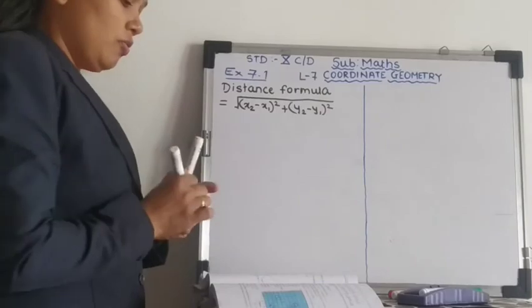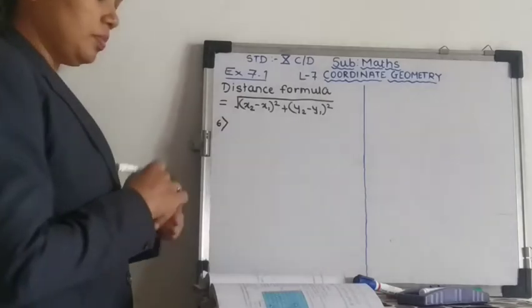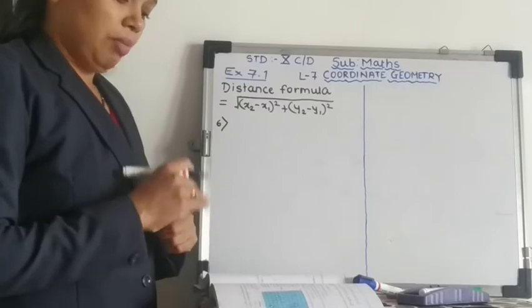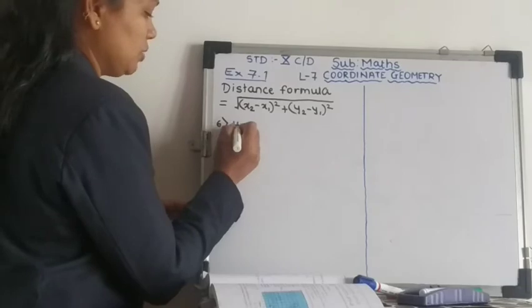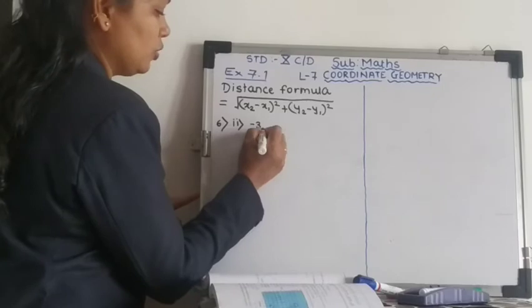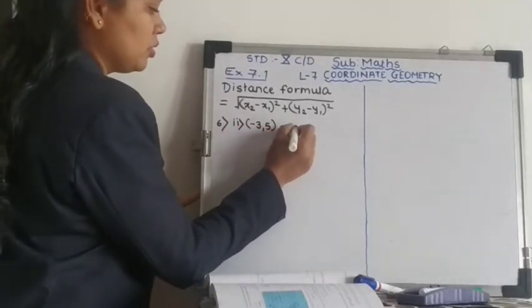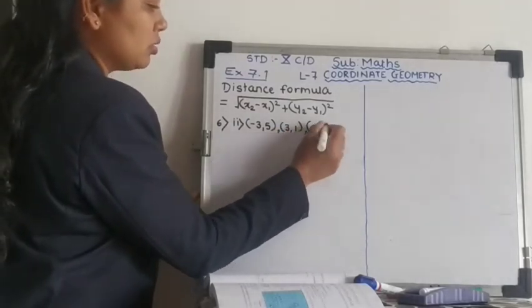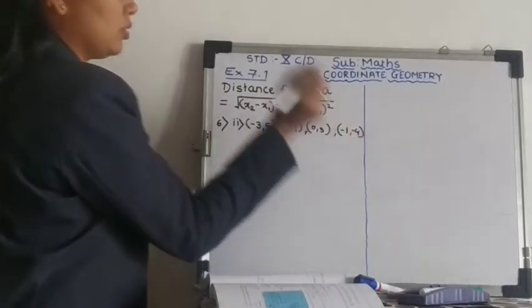From that, we are now going to take question number 6. Name the type of quadrilateral formed, if any, by the following points and give reason for your answer. From question number 6, I am taking the second one. Copy down that question: minus 3, 5; 3, 1; 0, 3; minus 1, minus 4. Written?